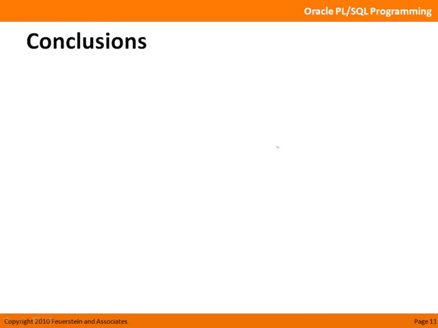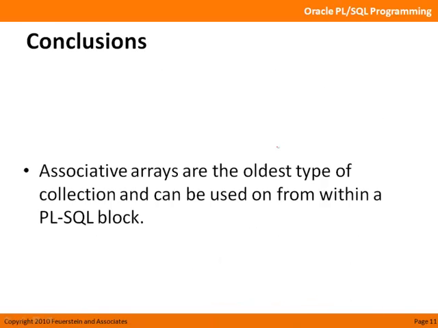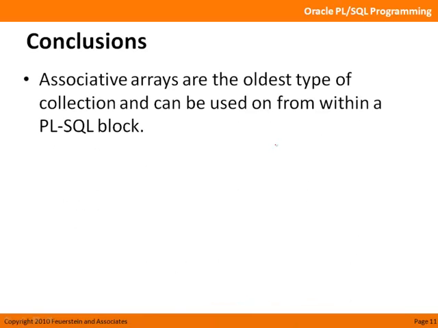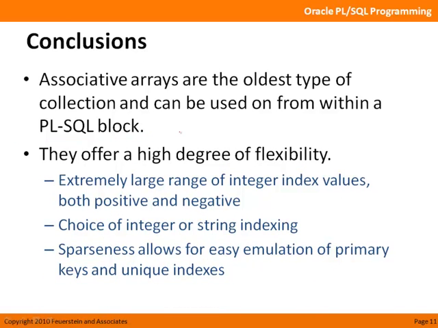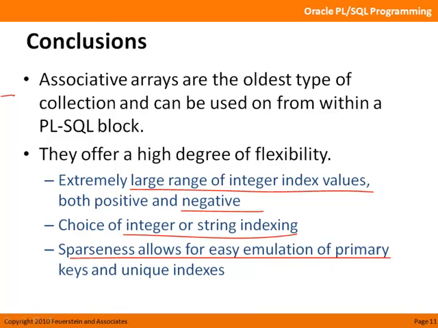So to draw some conclusions, associative arrays are the oldest type of collection, can be used from within a PL/SQL block only, and they offer a very high degree of flexibility. You have a large range of integer index values, both positive and negative. You can choose between integer and string indexing, and again we'll explore the possibilities for string indexing in a separate lesson. And sparseness, the ability to define index values non-sequentially in your collection, allows for easy emulation of primary keys and unique indexes.